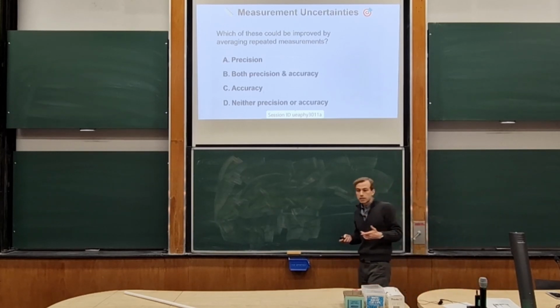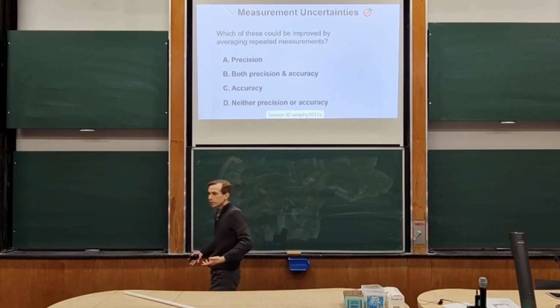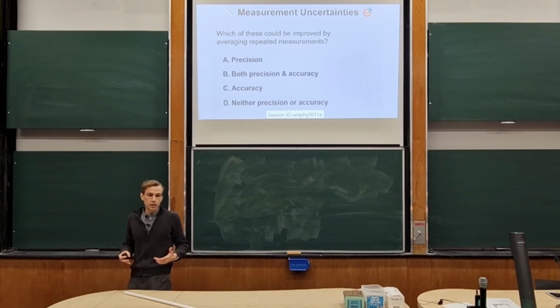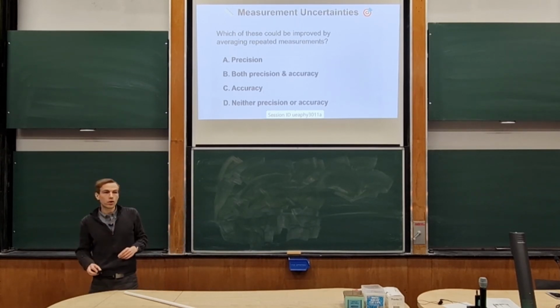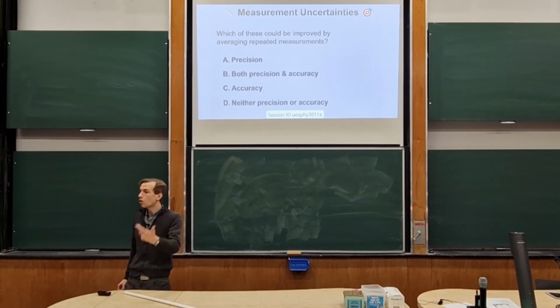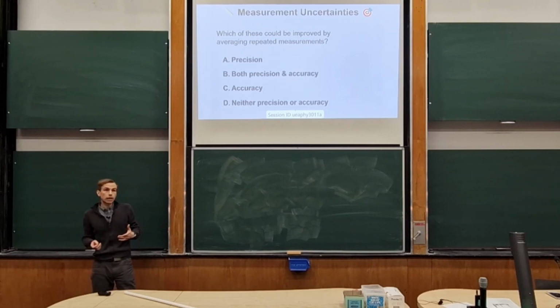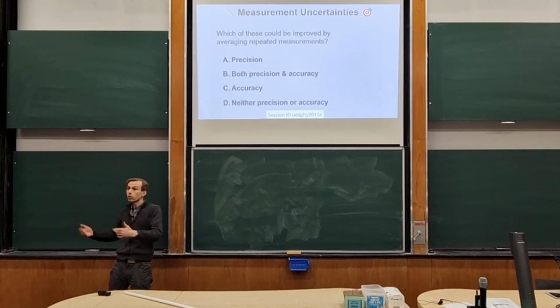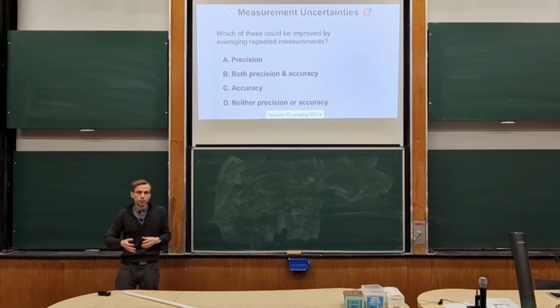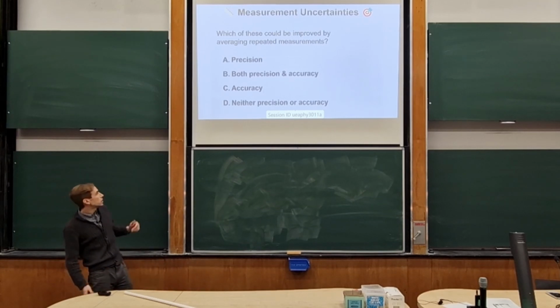So very often in science, we want to take repeated measurements. We don't just want to take one measurement of one thing, one and done, and we move on. We like to take repeated measurements of the same thing because that's going to give us better results. So suppose we're taking repeated measurements of the same quantity and averaging them. Which of these is that going to help?